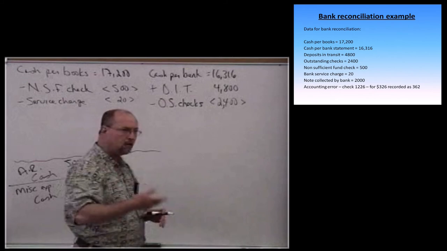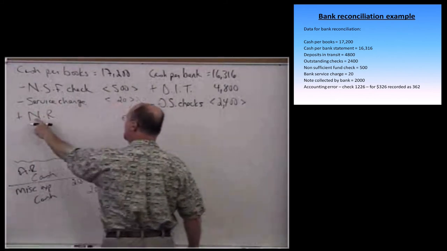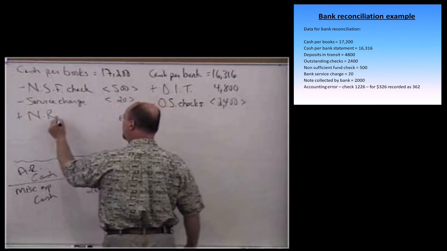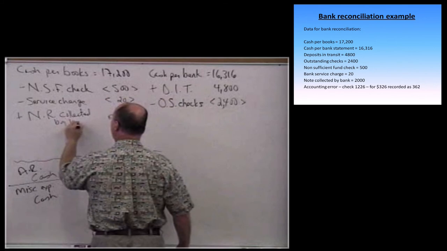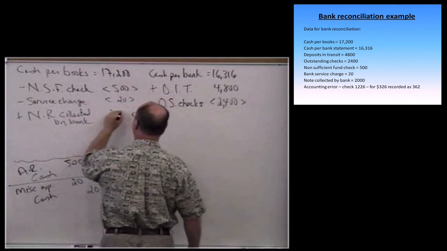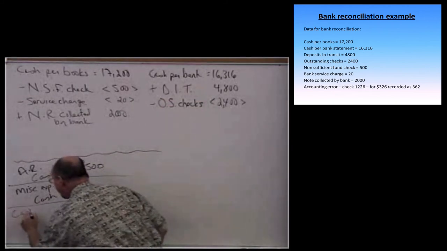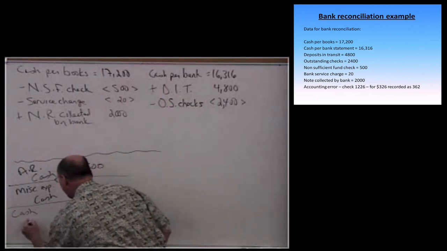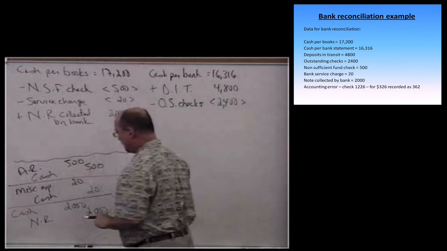We have to update our records. Plus, I'll put NR, note receivable, collected by the bank, $2,000. And then I'm going to debit cash, $2,000. And I'm going to credit note receivable, $2,000. Okay, to update my records.